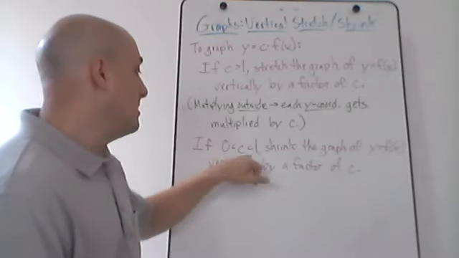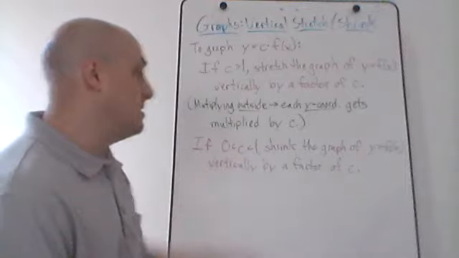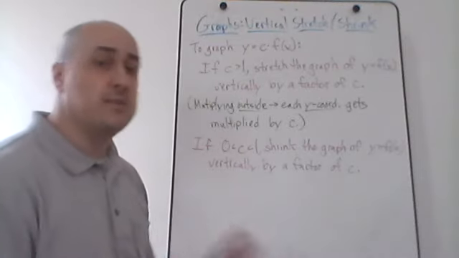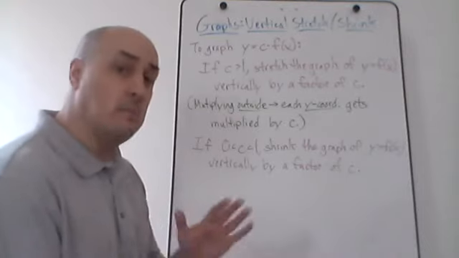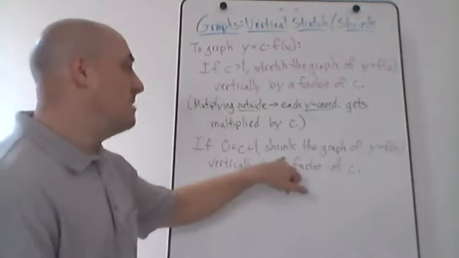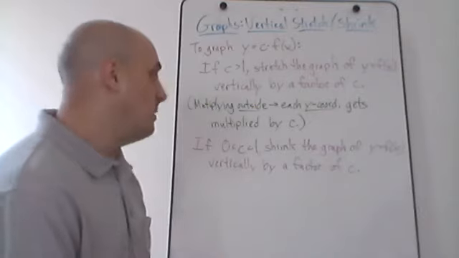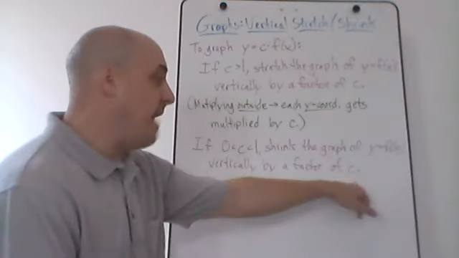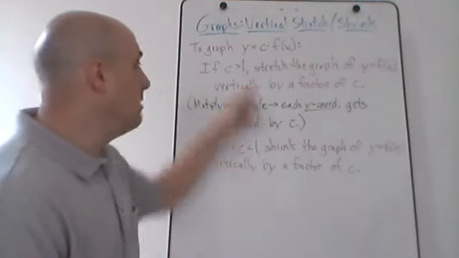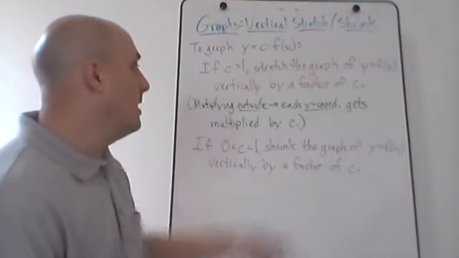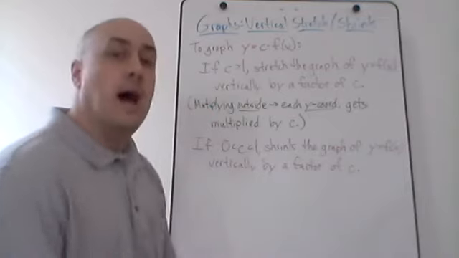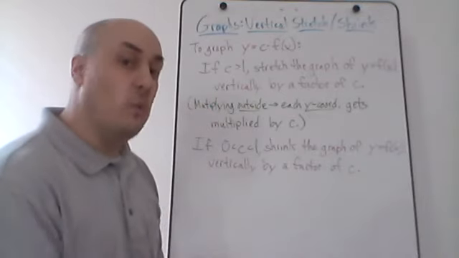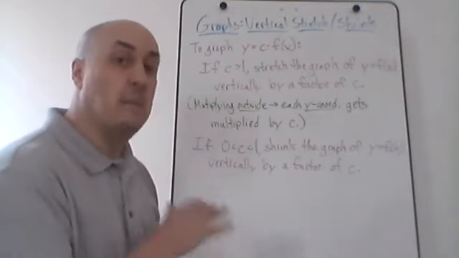Well, if our number is less than 1, if 0 is less than c is less than 1, so if c is 1/2 or 0.2 or something like that, some number in between 0 and 1, that's going to shrink the graph of y equals f of x vertically by a factor of c. So the rules here are the same. Whatever number is multiplying outside that function, we're going to multiply all the y coordinates of our parent function by that number.